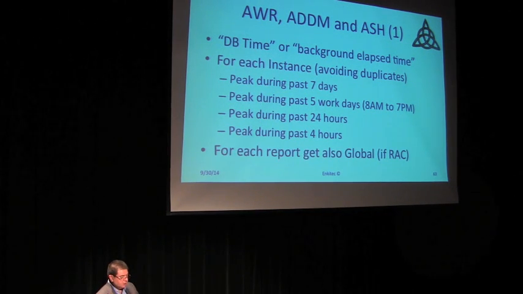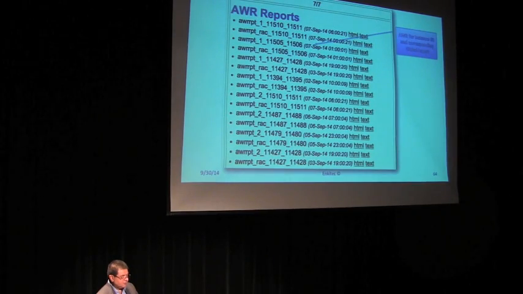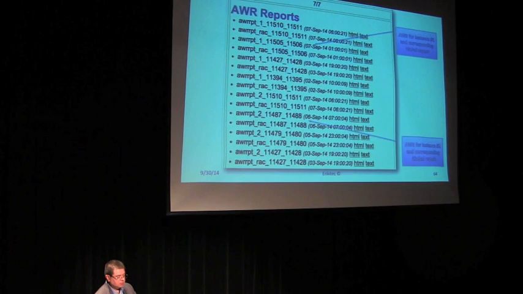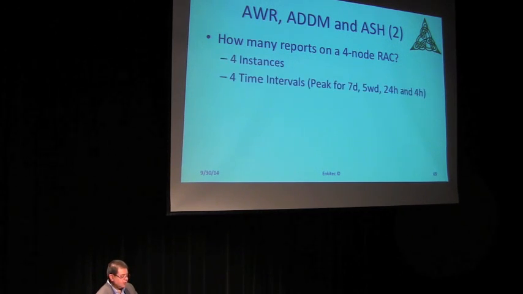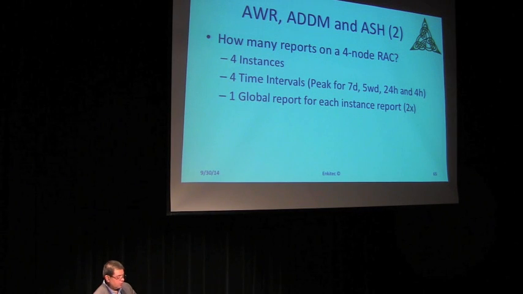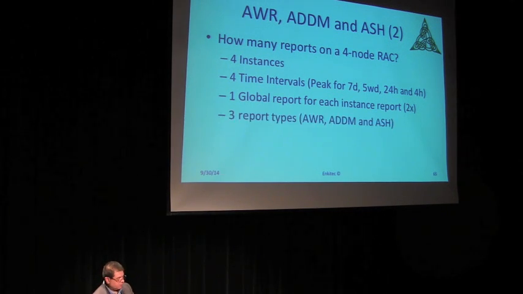So that's what you see on reports. You will see, for instance 1, you may find several reports. For instance 2, you may find several reports, and that's fine. How many? Well, it could be many reports. Let's say, for example, this is a 4-node RAC. We have, of course, the 4 instances, right? And we have 4 time intervals per instance. So that means we have peak, 7 days, 5 days, 24 hours, 4 hours. And for each one, we have 1 global report and 1 instance report.